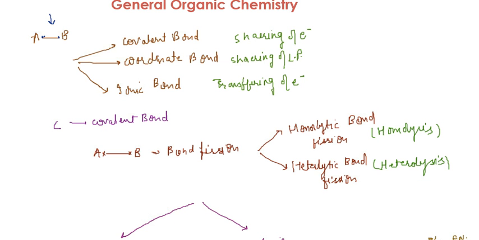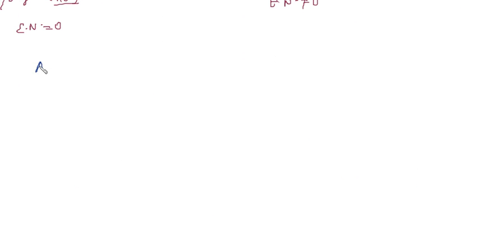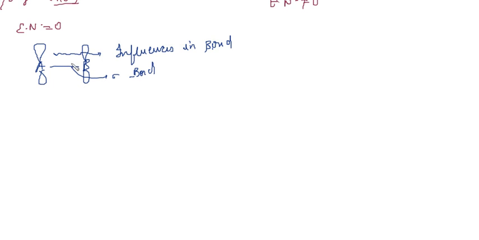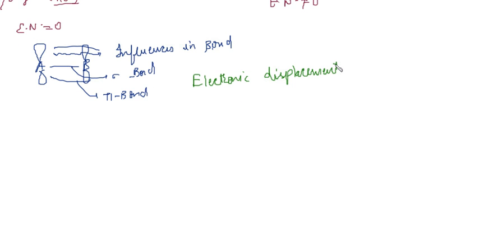So now if we see further, when A is forming a bond with B, there is a lot of influence on the bond. So how are these influences there? When there is a sigma bond, or if we take a pi bond, how is the bond influenced by A and B? That influence we know as the electronic displacement effect.